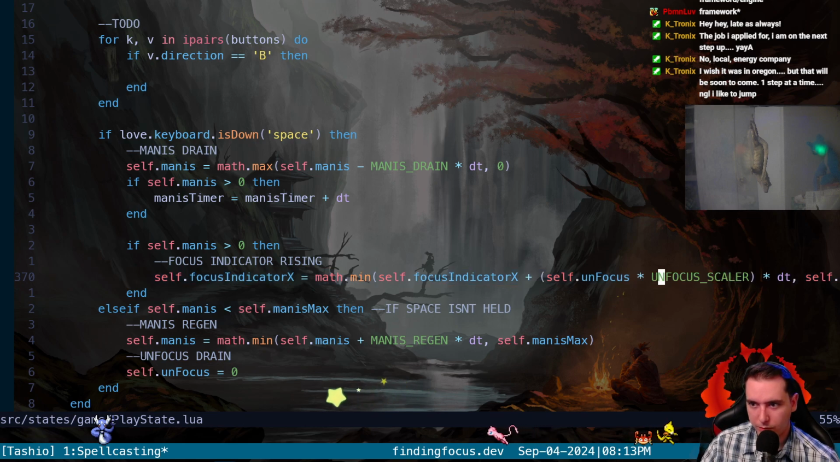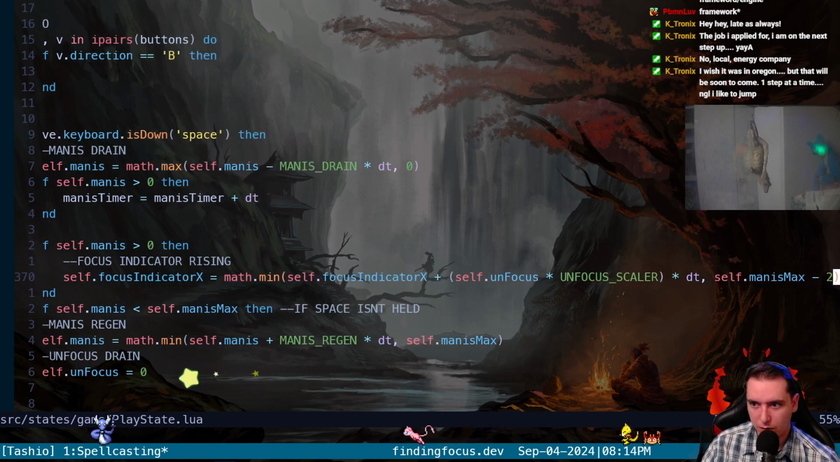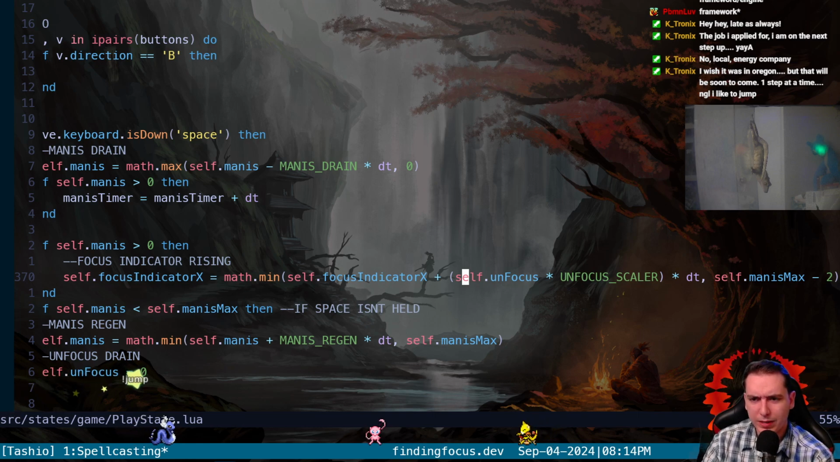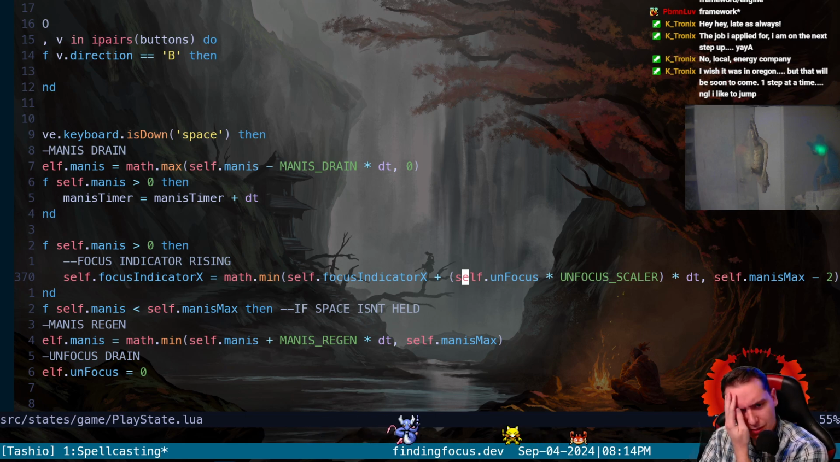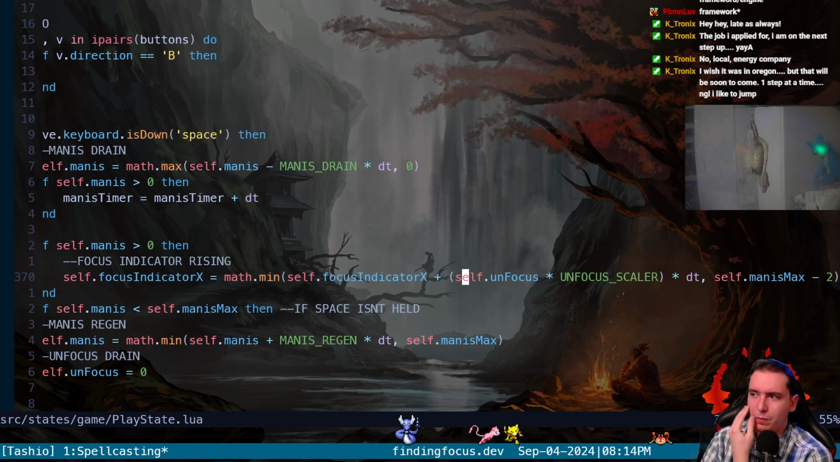Well, what's the other value here? Or our minus maxed at 2. Okay. So how is it that current indicator X plus whatever our unfocus? Okay, so this is not what I thought we were doing. We're only modifying our focus indicator X position based on unfocus alone.